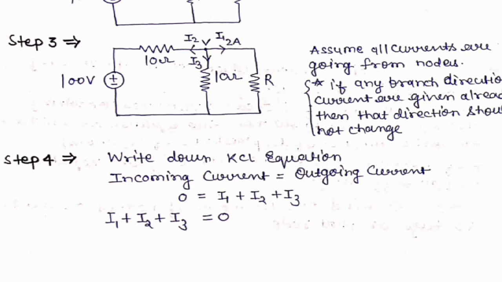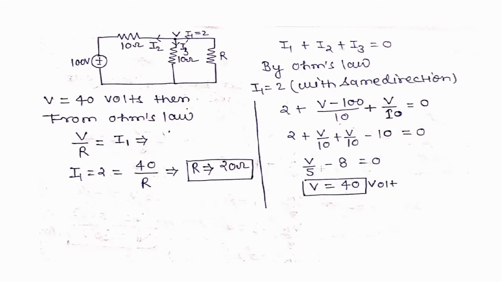The next step: from this we can solve it. Now we are going to solve it using Ohm's law. I1 plus I2 plus I3 equals 0. What is the value of I1? Look at this. The value of I1 is 2, because the same direction is noted in the network, whatever direction you choose.